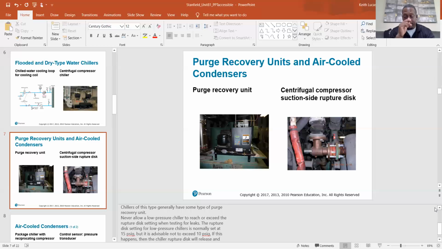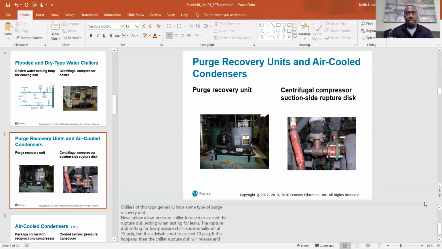So when you have air in the system, it's going to increase your operating pressures. You can damage your compressor. Also, that air contains water. So water and refrigerant makes acid, and then you'll have acid in your system. So you want to remove that air, which is why they have these purge units.